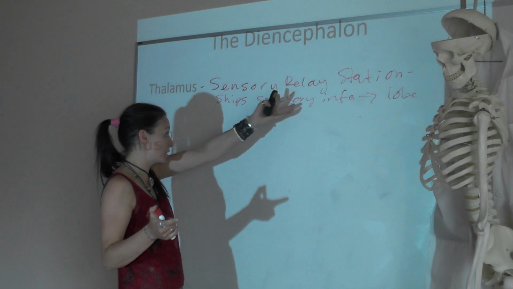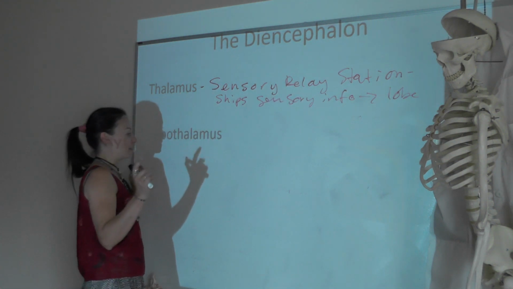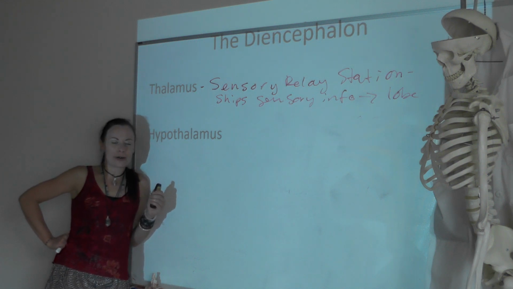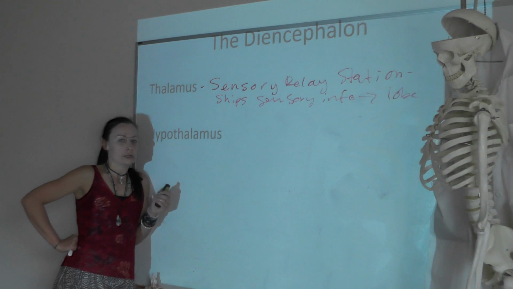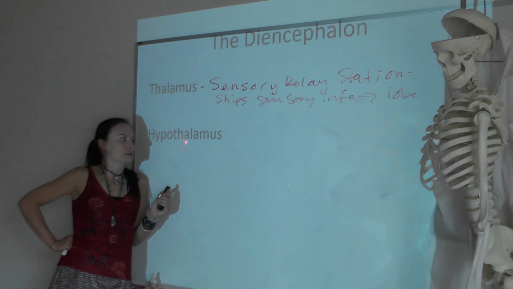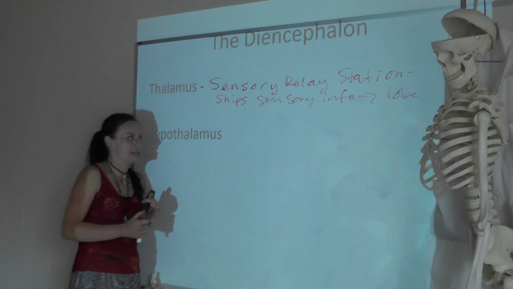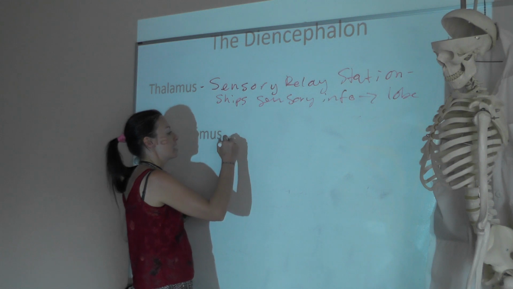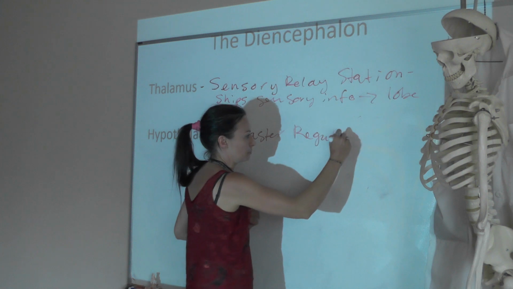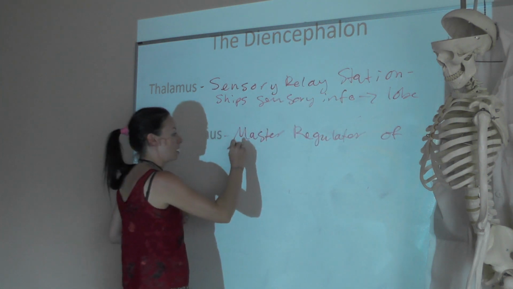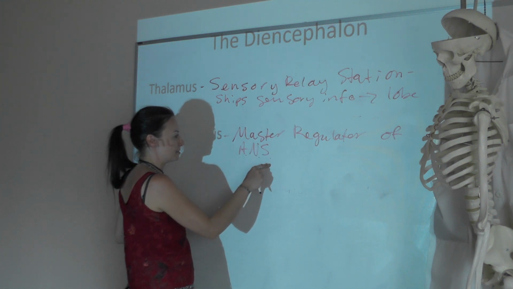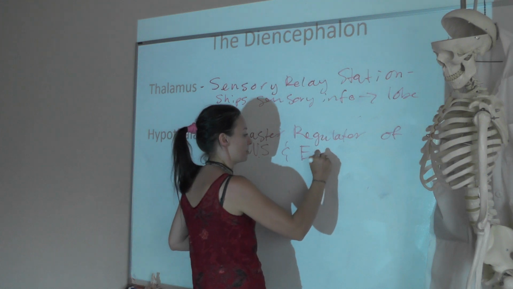As far as function, it is the master regulator of your autonomic nervous system and your endocrine system. So pretty much everything that you don't control. You control skeletal muscles. Your hypothalamus controls everything else: cardiac muscle, smooth muscle, and glands. It's amazing. So its function, we could say, is that it's the master regulator of your autonomic nervous system, which is the ANS, and the endocrine system.